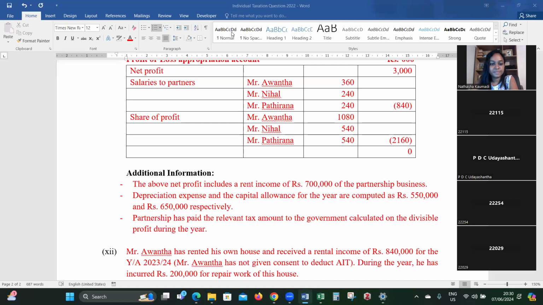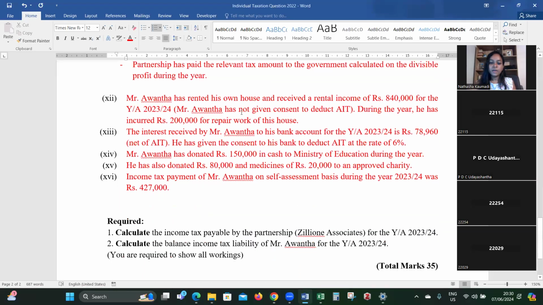Yes, that capital gain is correct. Someone is asking that. Right, so I hope there are no questions. If you have, you can ask.